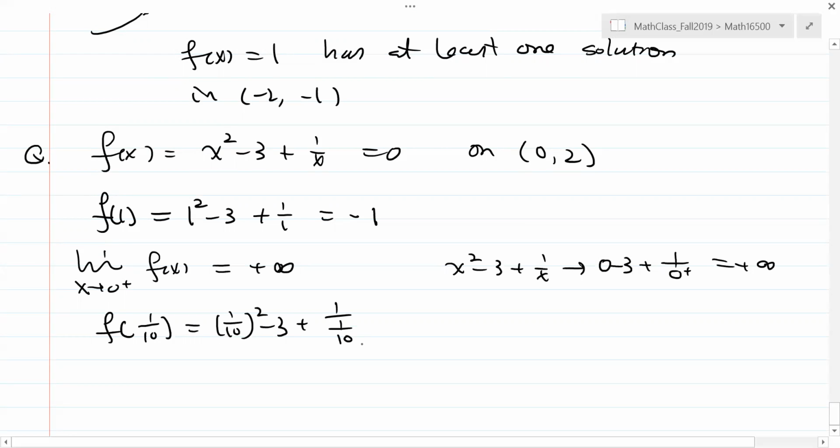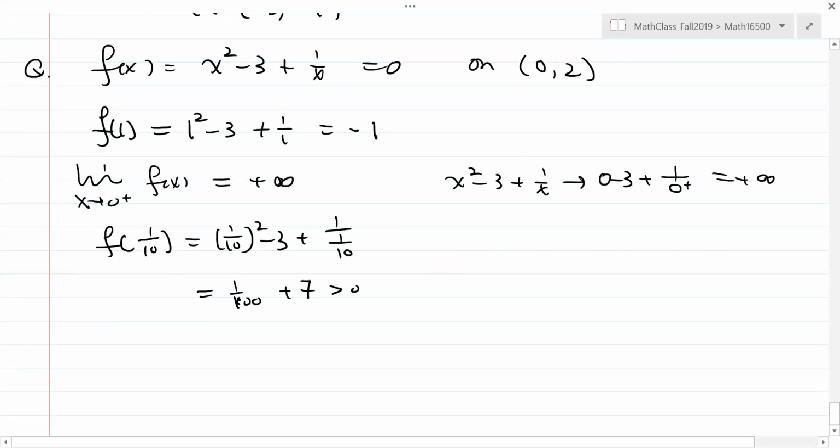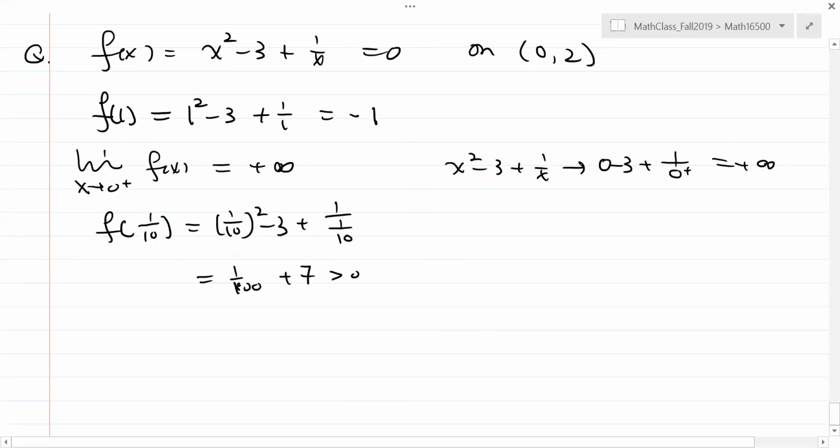Okay, f of 1 over 10 is going to be 1 over 10 squared minus 3 plus 1 over 1 over 10. So actually, this is a positive number, okay? It's going to be 1 over 100, and here 10 minus 3 is a 7. It's positive. So one number is negative, the other one is positive. So by continuity, they have opposite signs, right? 0 is between f of 1 and f of 1 over 10, okay?